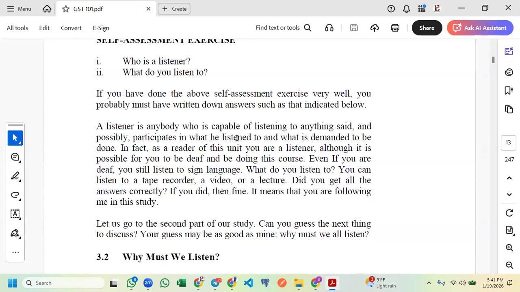So the definition of a listener is anybody who is capable of listening to anything said and possibly participate in what he listened to and what is demanded to be done. You don't need to cram this one. It's very simple. Anybody who is capable of listening. But there are so many things we have to point out in the definition of a listener. The first thing is the capacity to listen. So I will only qualify to be called a listener if I have listening capacity.